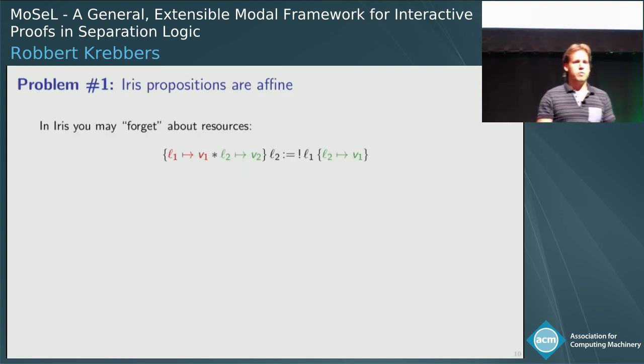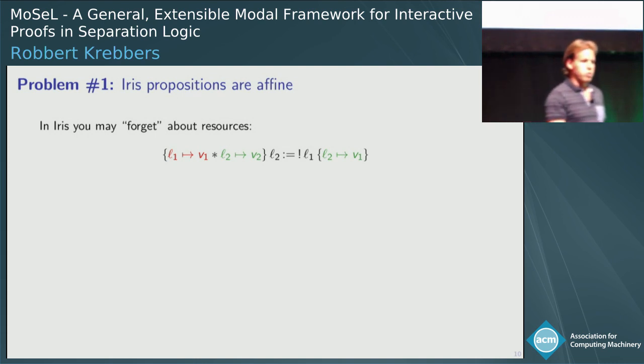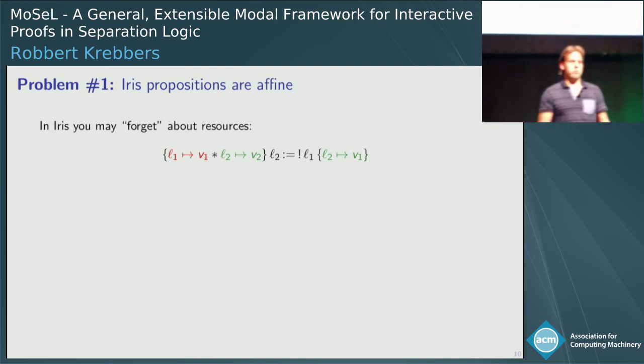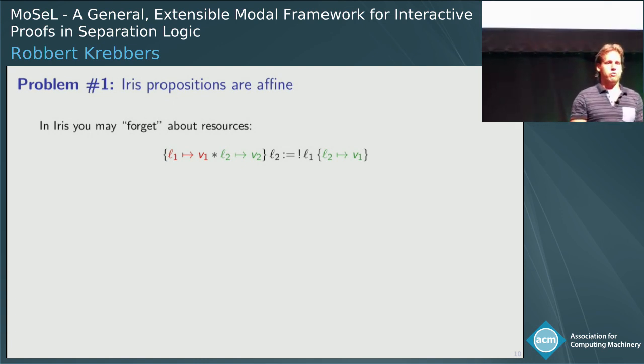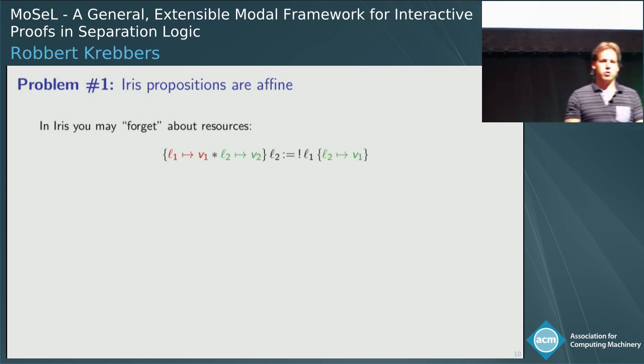So let me first explain the kind of problems that we have and why we really want to decouple these tactics from Iris. The first issue with Iris is that all the propositions in Iris are affine. And that means that you can just forget about resources. Here there is a very simple example of a Hoare triple where we read from one location and assign it to the other. And what you see is that in the precondition there are two points-to connectives, namely for locations L1 and L2, and in the postcondition there is just one.